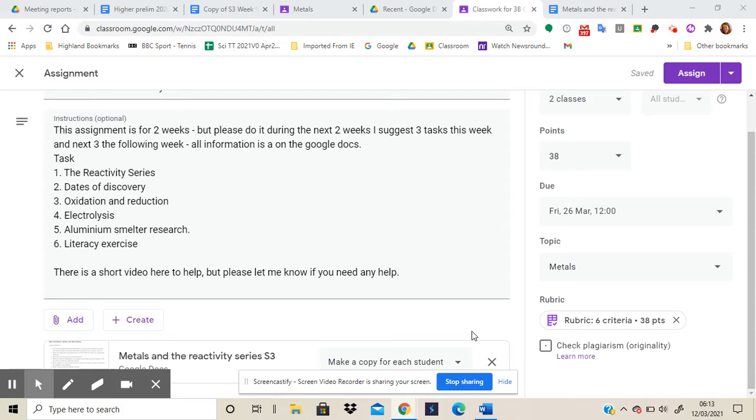It should last you 2 weeks. There are 6 tasks. I suggest you do the first 3 tasks: the reactivity series, dates of discovery and oxidation and reduction next week. And then the following week, electrolysis, aluminium smelter and the literature exercise together. Okay. So everything is found on this Google Docs.